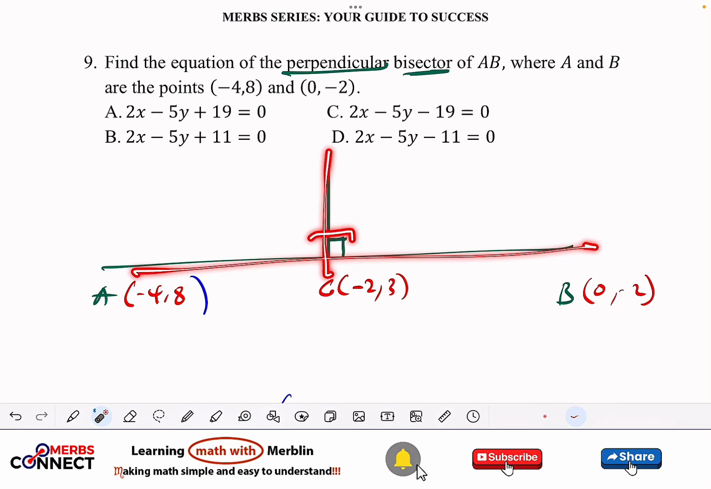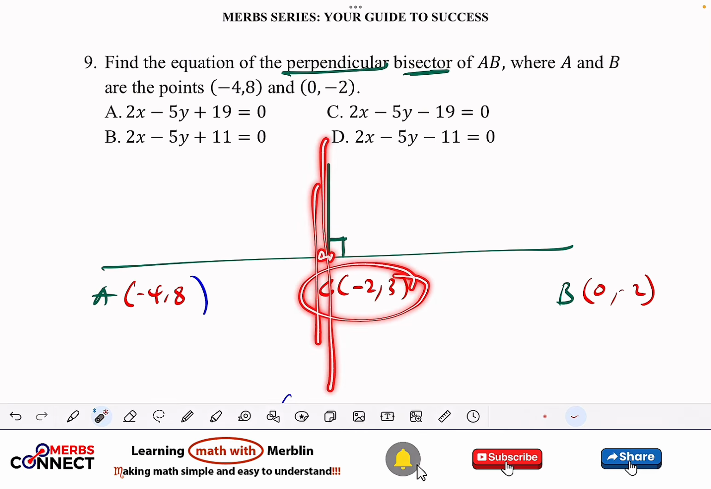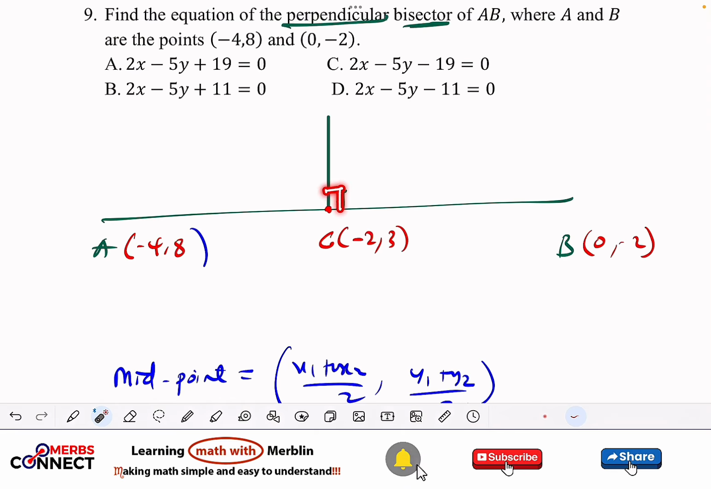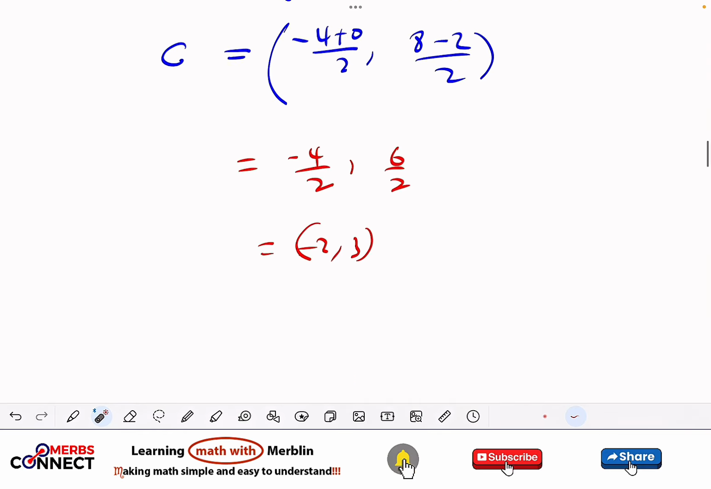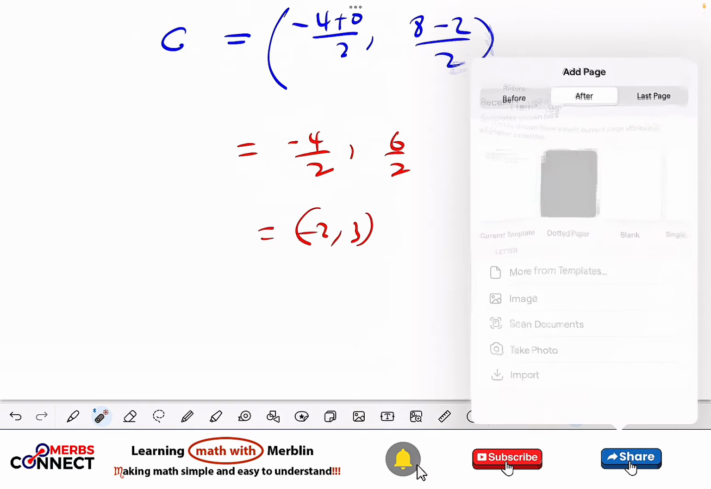Now that we have gotten the midpoint, we need the equation of the line which is bisecting this at a perpendicular. For us to get the equation of the line, we need one point and we need a slope. But God being so good, we were able to find one point on the line, right? So we've gotten one point here, but we need the slope. Since this is perpendicular, we can find the slope for this and use the idea of perpendicular bisector to get the slope for the other one too. So let's do that. Let's find the slope for this.